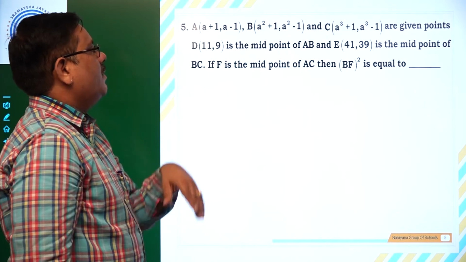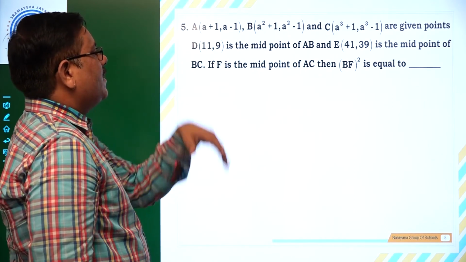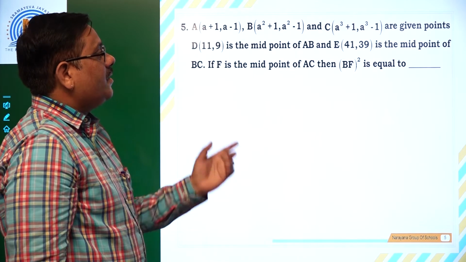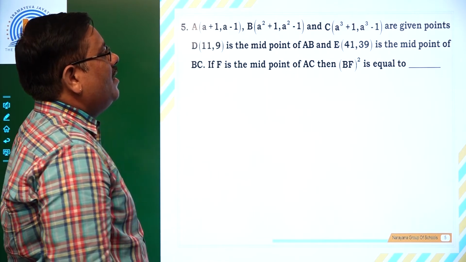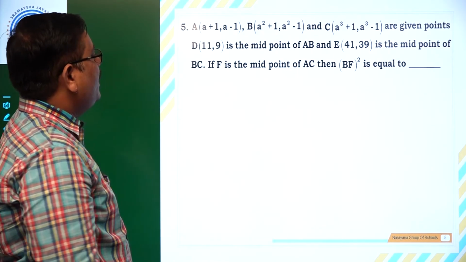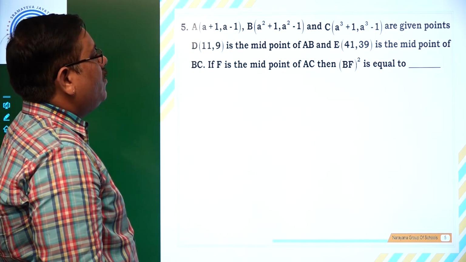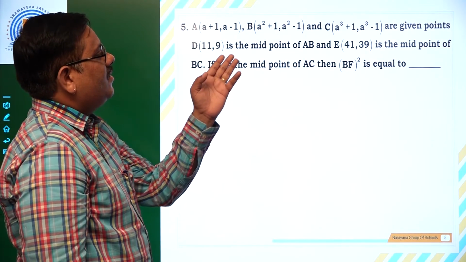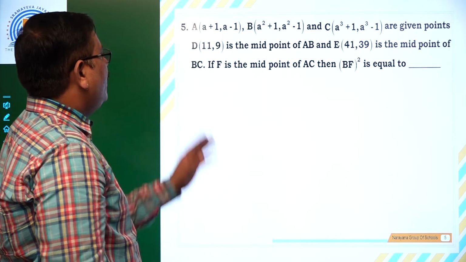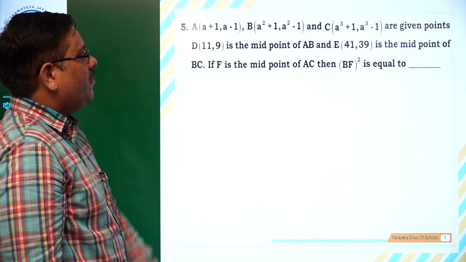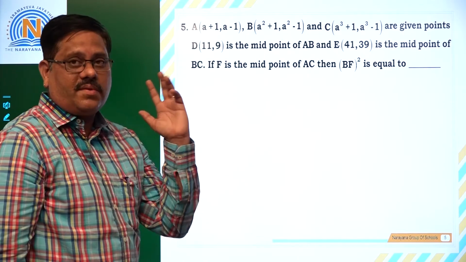A is (a plus 1, a minus 1), B is (a square plus 1, a square minus 1), and C is (a cube plus 1, a cube minus 1), given as points. D (11, 9) is the midpoint of AB. E (41, 39) is the midpoint of BC. If F is the midpoint of AC, then what is BF square?